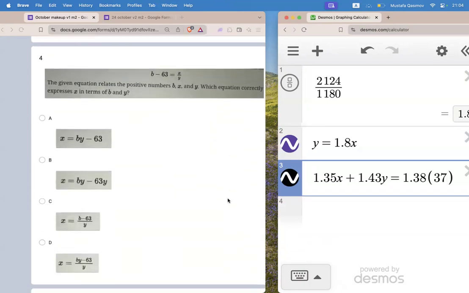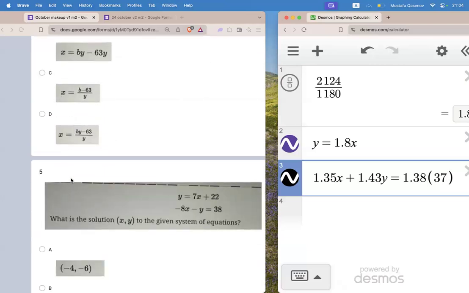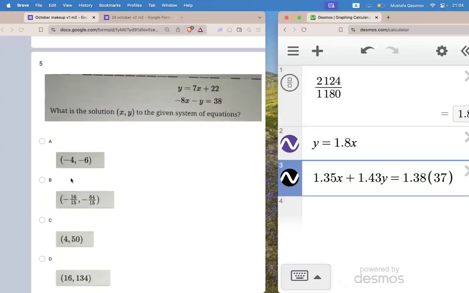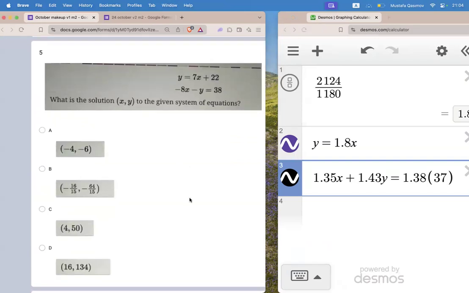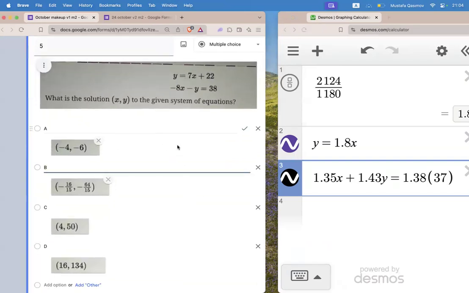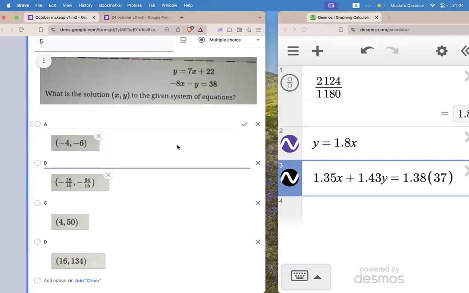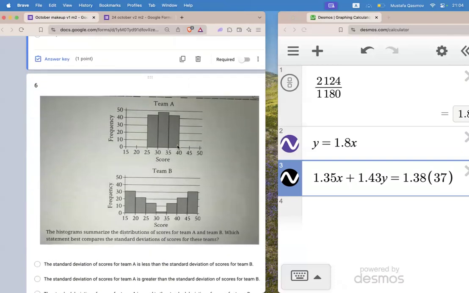For making it the subject, you have to just multiply every side by y. You will get by minus 63y. It will be b. Or you can give a number instead of b, x, y. For 5, just write to decimals, find the answer. Answer will be A. We don't need to solve it. Just write to decimals, it is enough.